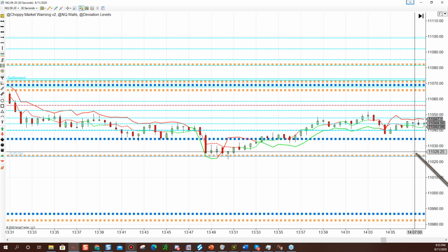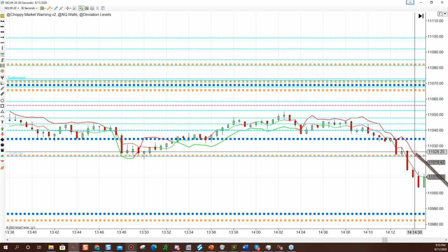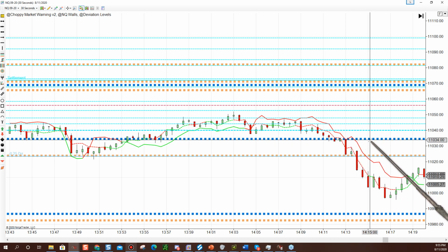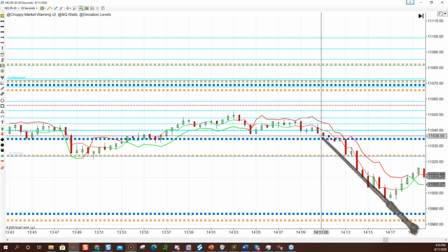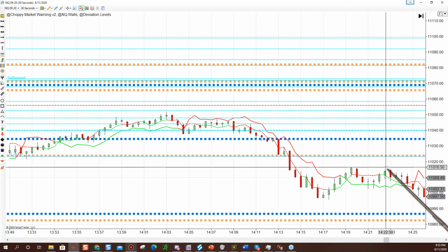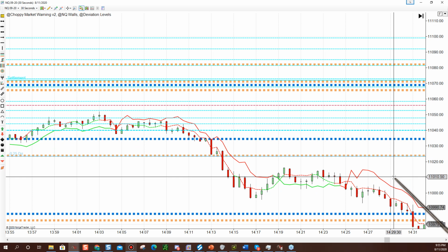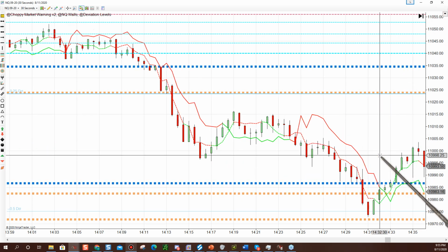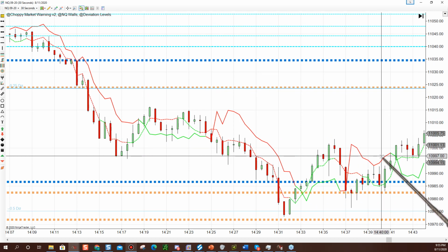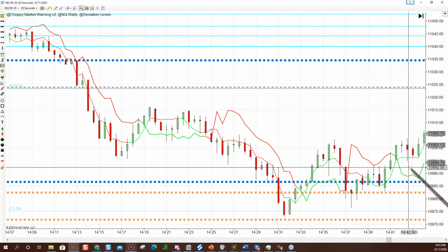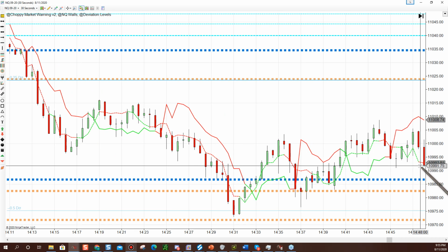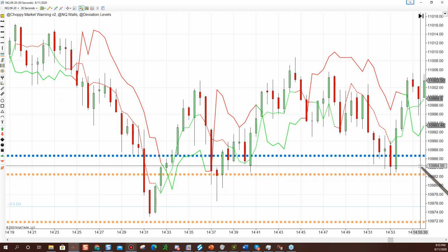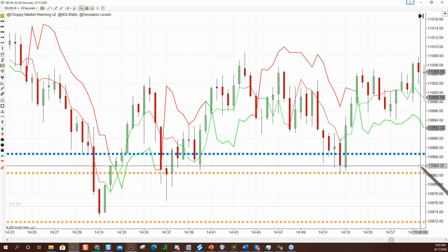See? It's just oscillating. So now we got one coming back down out of it. But still didn't have... Our entry was up here. So we don't take it. Right on these levels. Still just total ick.